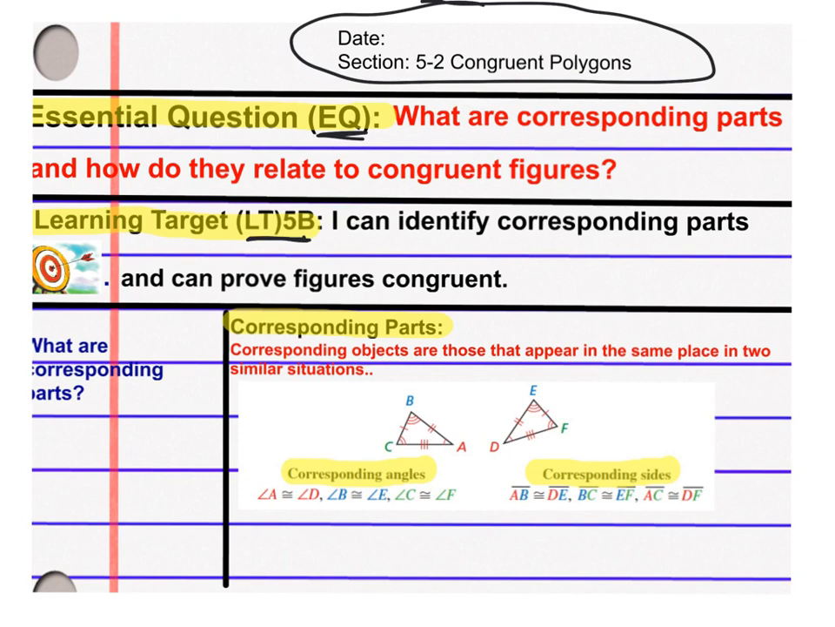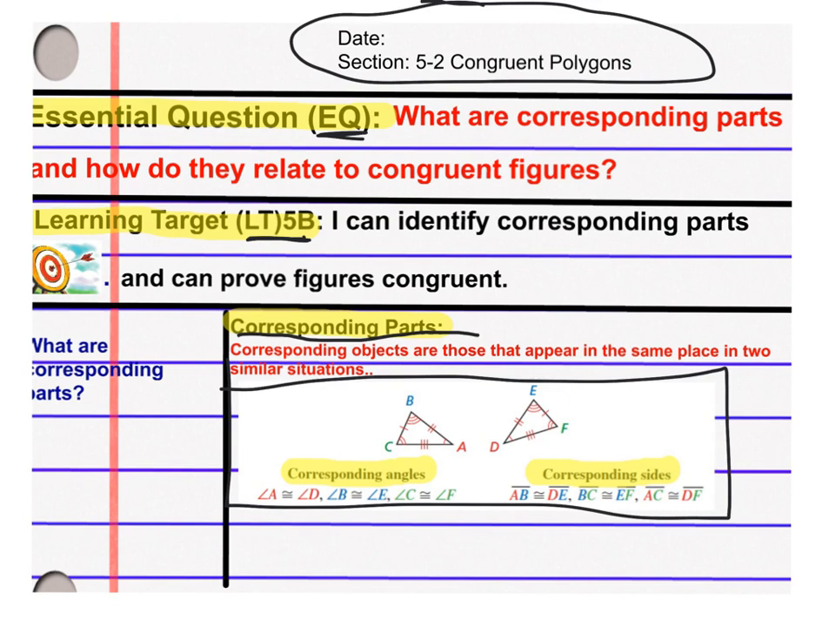All right, our first vocab word, corresponding parts. They appear in the same place. It's kind of like corresponding angles. We talked about transversals. You're going to want to draw this diagram right here to help you. Corresponding angles, those are the red angles, angle A and angle D, and they are congruent. They are the same size.